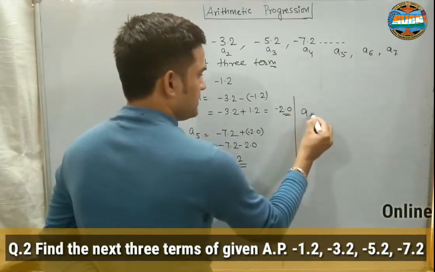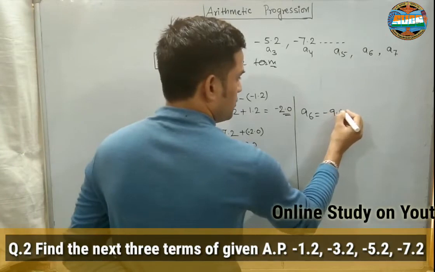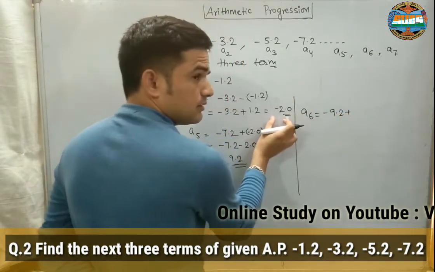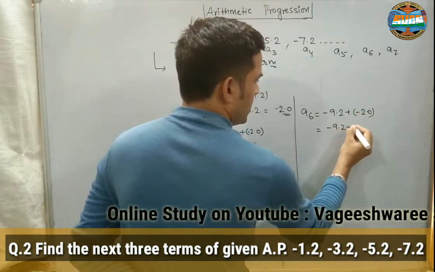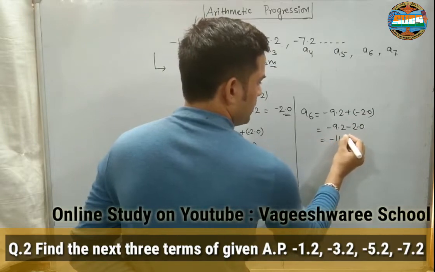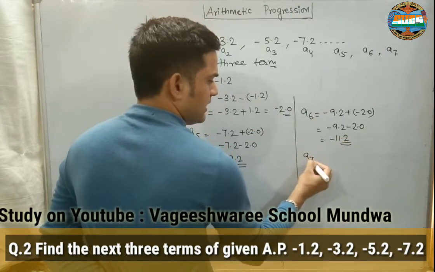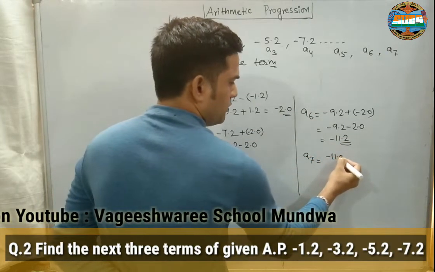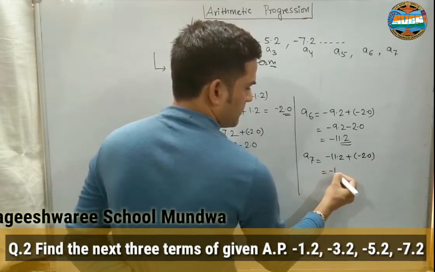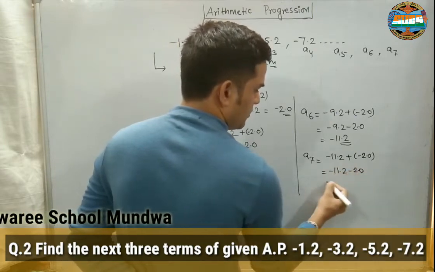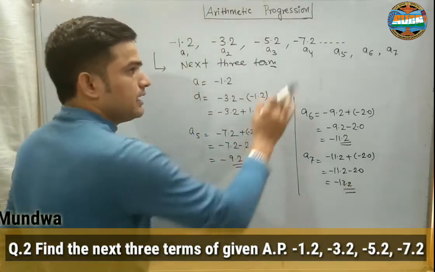The next term is A6. A5 is -9.2, and -9.2 plus the common difference -2.0, we find the next term -11.2. The A6 term is -11.2. Next is the A7 term: -11.2 plus the common difference -2.0. We find the answer is -13.2. This is the way of finding the next terms.